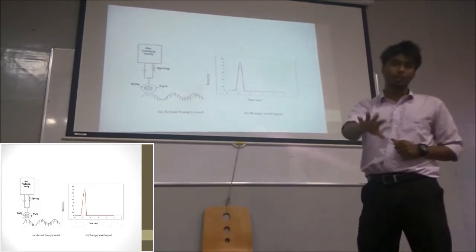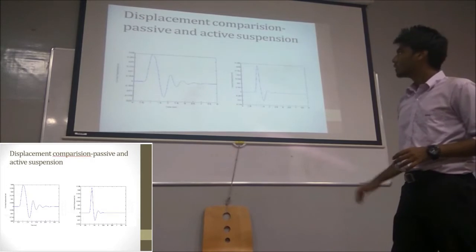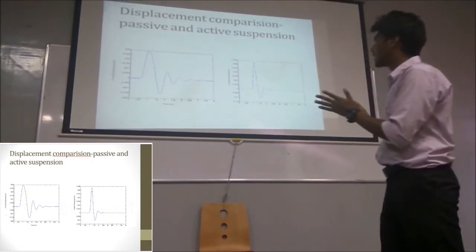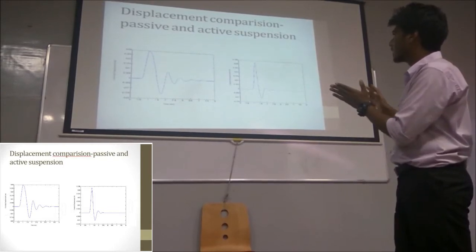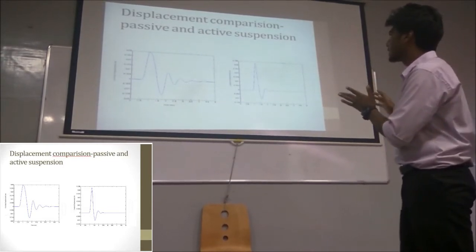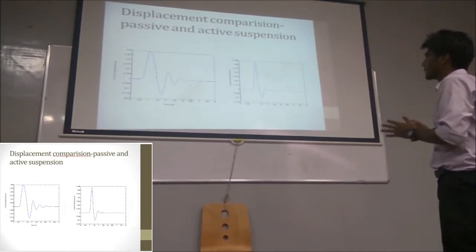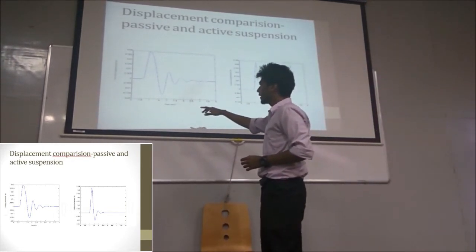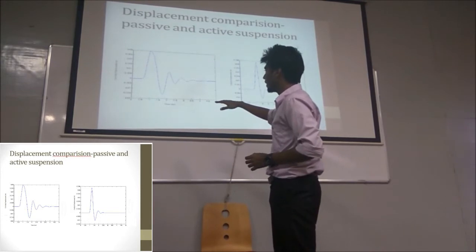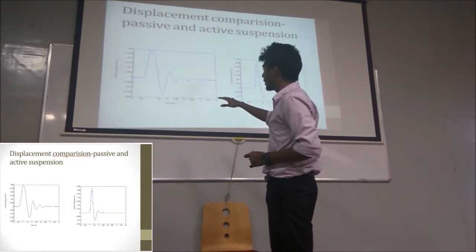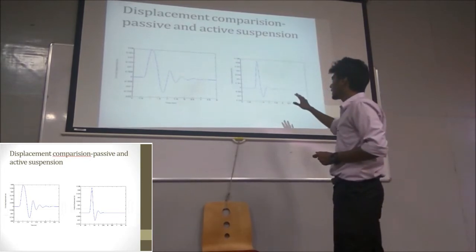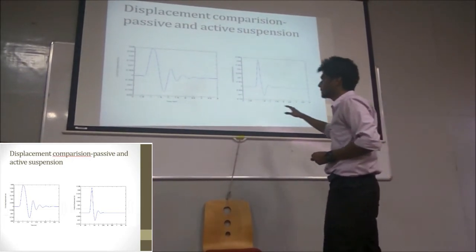Of the single bump. Now we will consider the following graphs where the difference between the displacements of passive and active suspension system is shown. The graph on my left represents the displacement of the car body of a passive suspension system, and on my right is the displacement of an active suspension system.